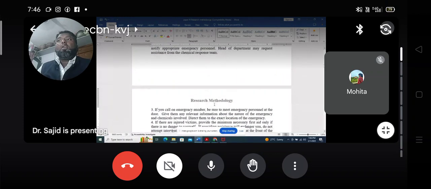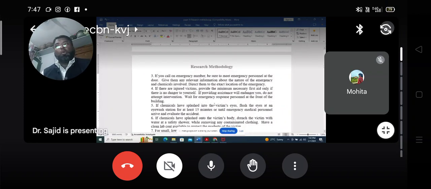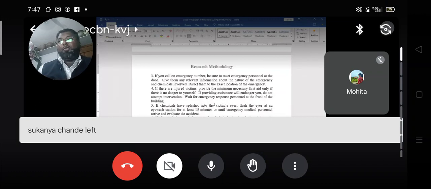If you call the emergency number, be sure to meet emergency personnel at the door. When you call any helpline, someone from the concerned authority will approach you. You have to spare the time with that person and tell them the nature of the emergency that arose in the lab. And you have to guide them to the exact location where the emergency happened in your area.